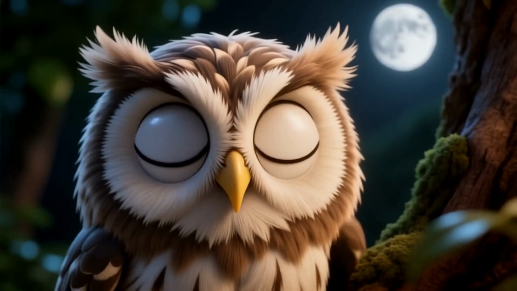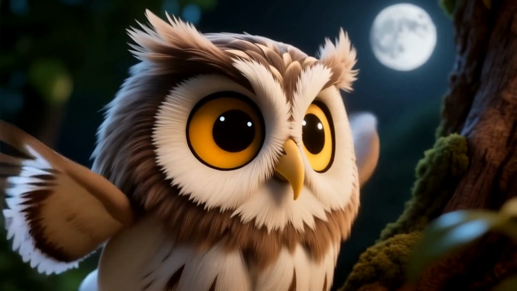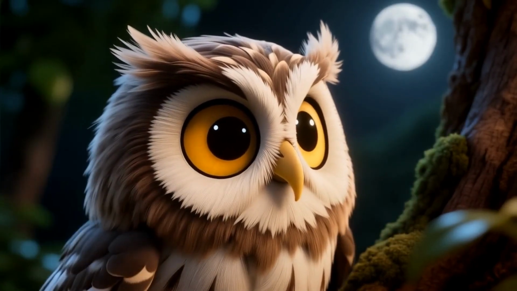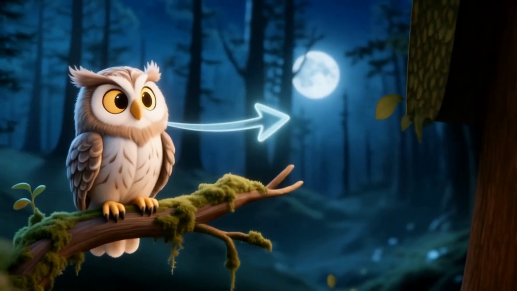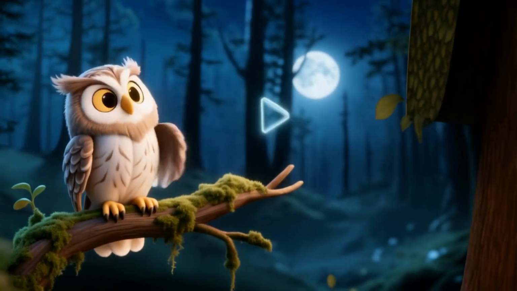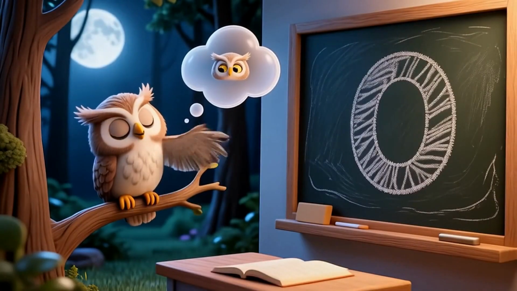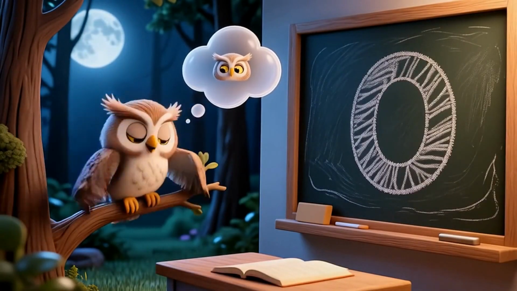The owl's large round eyes are a prominent feature, symbolizing the shape of the letter O. This visual association helps in recognizing and remembering the letter O. The scene reinforces the phonetic and visual connection between the letter and the animal.